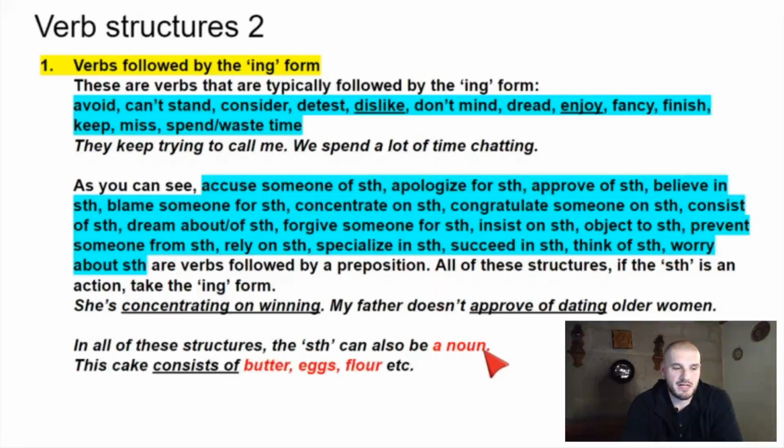So for example, you could say, the recipe consists of mixing the butter and eggs. So that's an action. Or this cake consists of noun, noun, noun, right? Butter, eggs, flour. They blamed me for, so you could say, they blamed me for losing, a verb, or they blamed me for la derrota, the defeat.